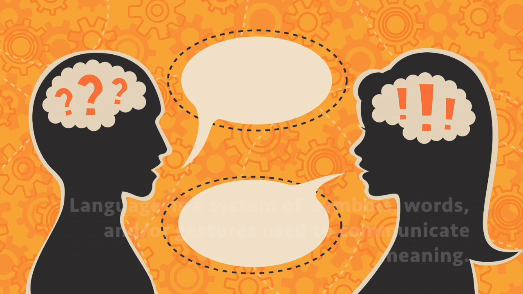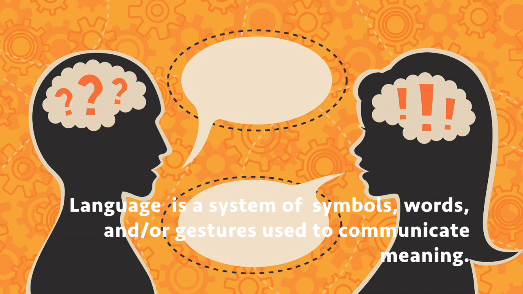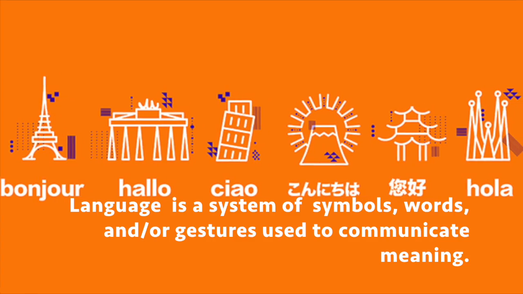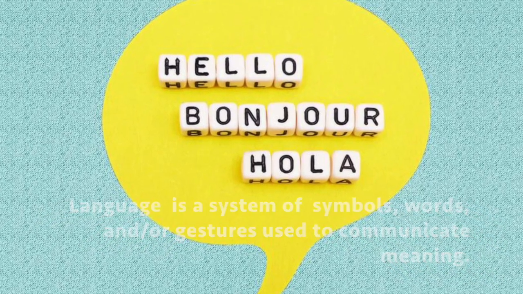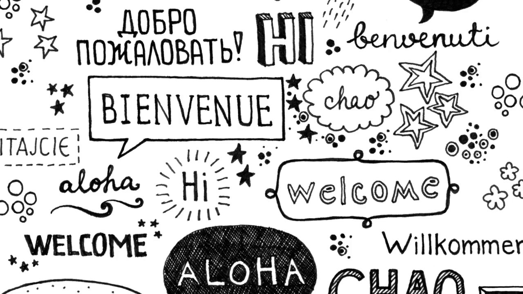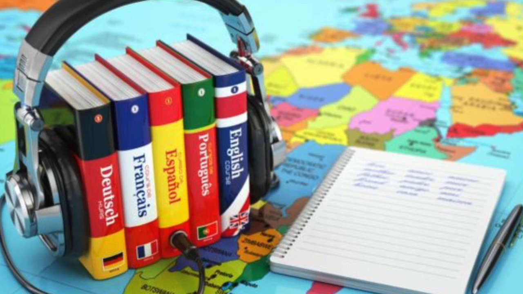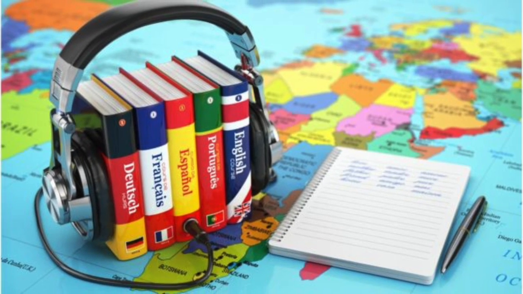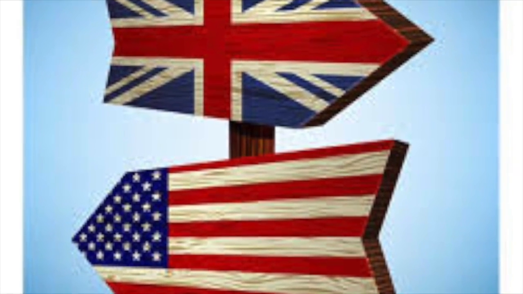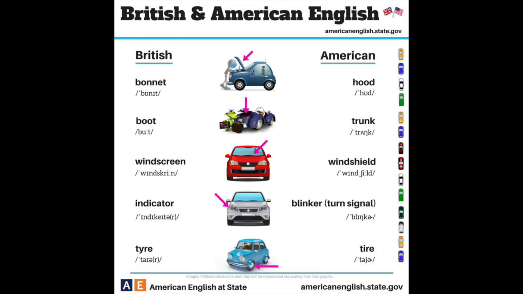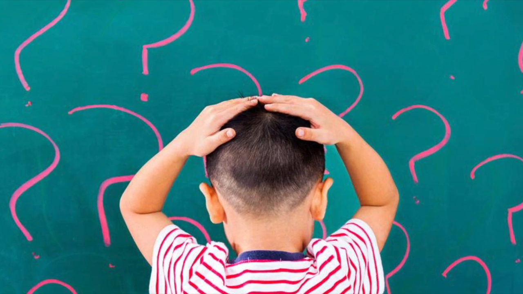Moving on to Unit 2, which is about knowing your customers, I learned that language is a system of symbols, words, and/or gestures used to communicate meaning. It mentions how not everyone speaks the same language, obviously if they're raised in different cultures and countries. But, for example, people who speak English in the United States and people who speak English in the United Kingdom don't speak the same language either. Why? Because they use self-defined words.